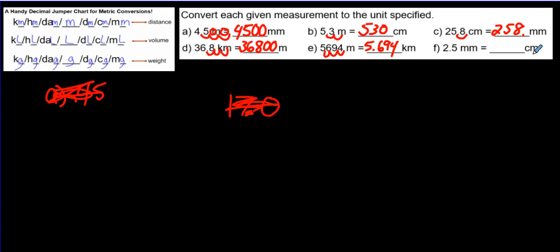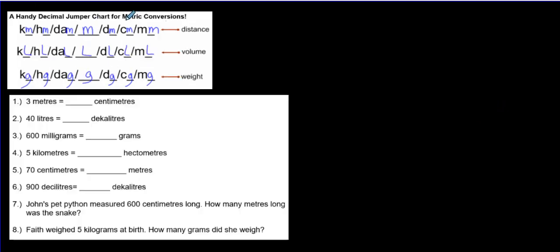Next one, millimeters to centimeters. Okay, that's one jump over to the left from millimeters to centimeters, so that would be one jump over here. That would make it 0.25 centimeters. Okay, I'm going to keep rolling. We have one more page of these to do. We could pick a different color if we want.